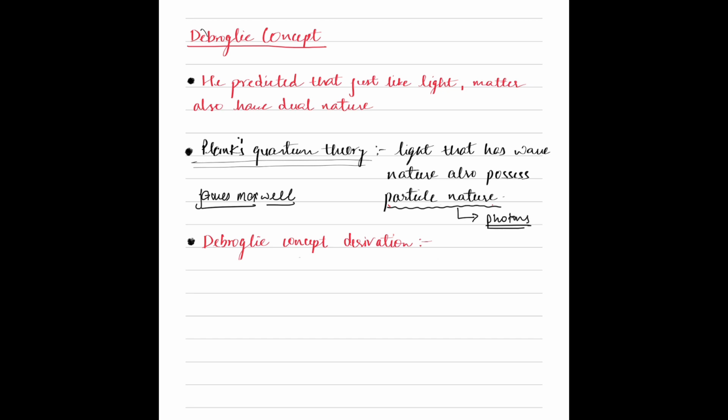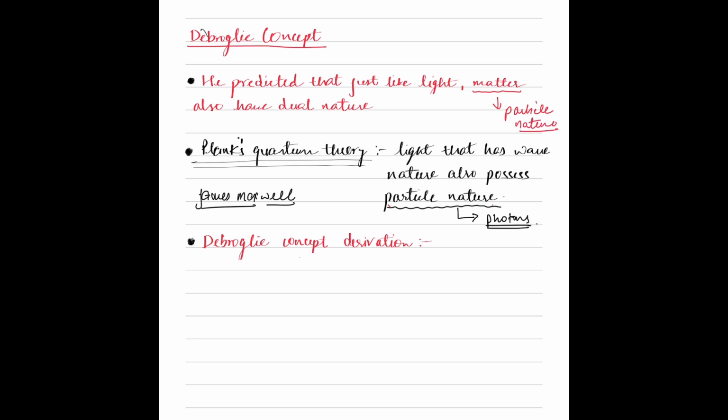And we know what photons are. Photons are in a way the energy carriers of radiations, right? Now what did de Broglie say? De Broglie just reversed this concept, because see, Planck said that light has wave nature as well as particle nature, right? So de Broglie said that if we talk about any matter, now we know matter has mass, so any matter will have particle nature.